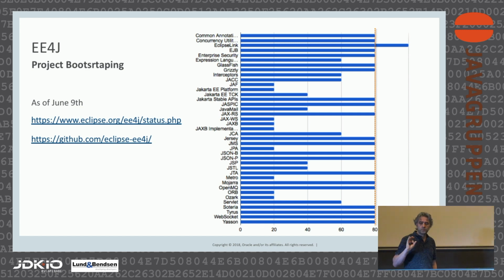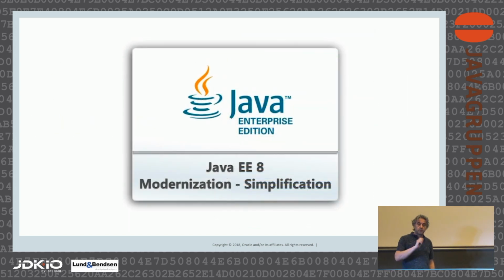Now, what I'm going to do next is give you an overview of what we have done in Java EE 8, because Jakarta EE is starting from Java EE 8. Sorry, the initial release of Jakarta EE will basically be Java EE 8. So Java EE 8 is basically about modernization of the platform and simplification of the platform.